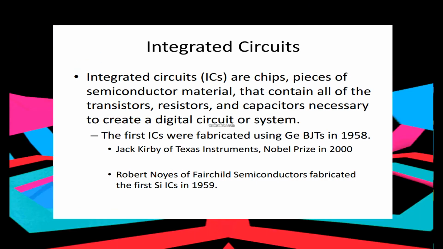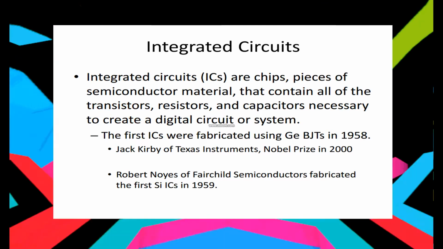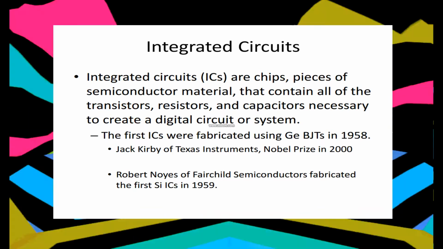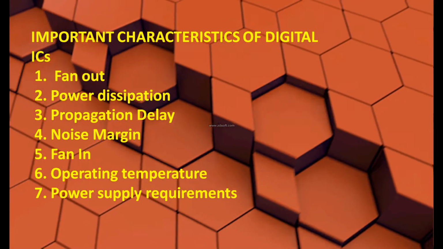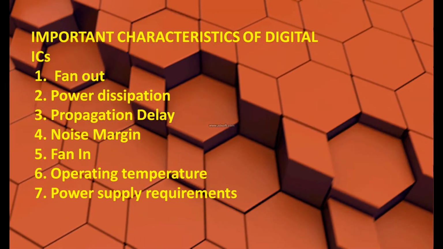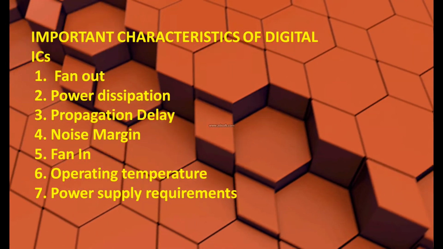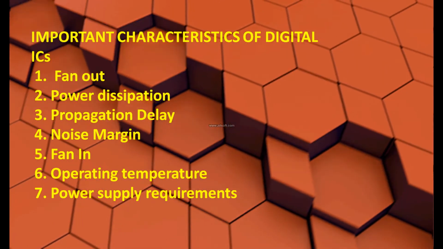Integrated circuits. Integrated circuits are chips, pieces of semiconductor material that contain all the transistors, resistors and capacitors necessary to create a digital circuit or system. This slide shows some important characteristics of digital ICs: fan out, power dissipation, propagation delay, noise margin, fan in, operating temperature, power supply requirements.